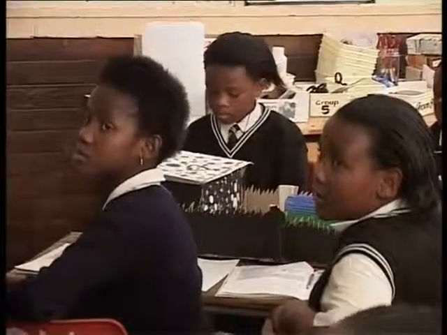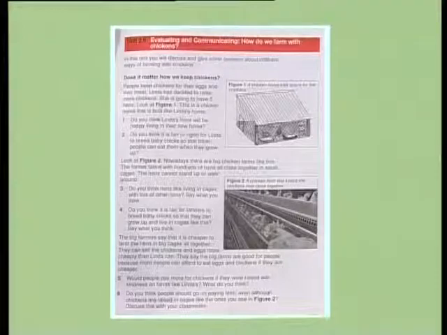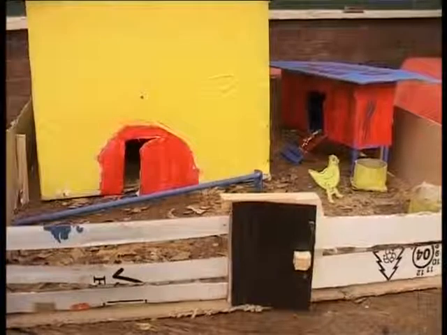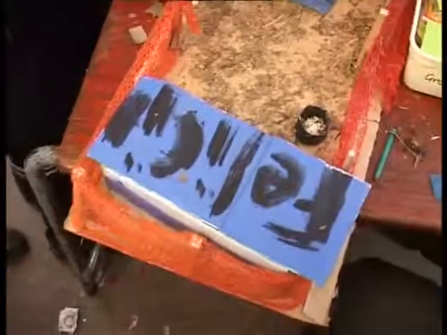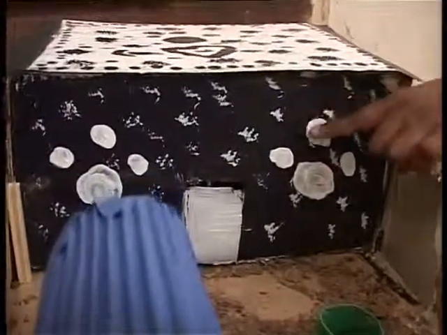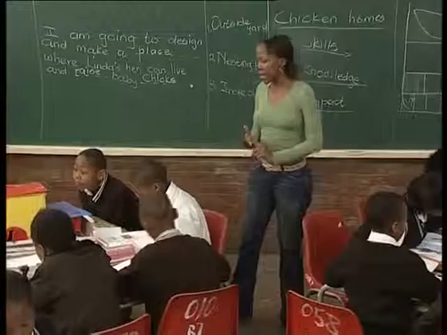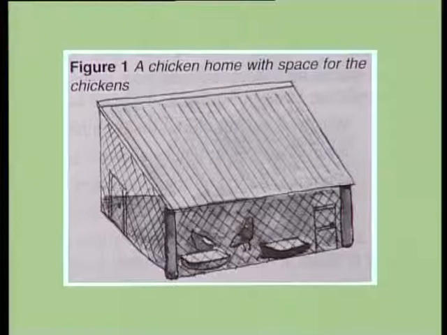Okay, if you can look at page 37 from me. Page 37. I want you to look at your models. Look at your outside yards. Okay? Look carefully. Look at your nesting places. Look at your inside shelters. Good. Now, look at figure 1 at page 37. That is a chicken home with a space for the chickens.